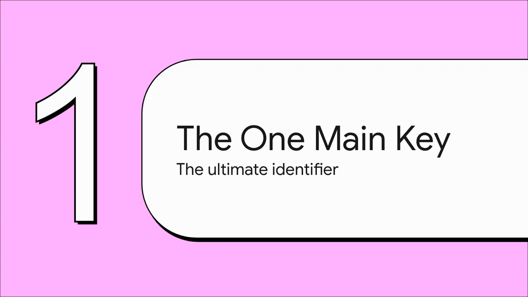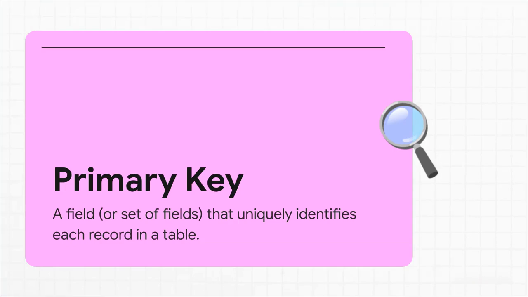All right, first up, let's meet the absolute star of the show, the hero of any database. We're talking about the one main key. Its whole job is to be the ultimate one-of-a-kind identifier for every single thing. And that hero has a name, the primary key. Its mission, if it chooses to accept it, is to make sure that every single row of data, what we call a record, can be found with zero confusion. It's the official, undisputed ID number for that piece of information.